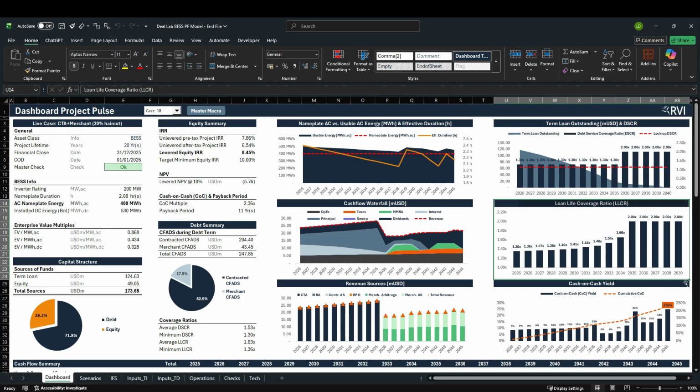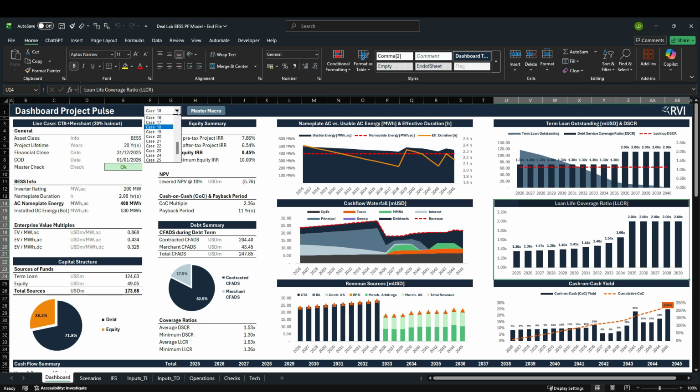Conceptually, LLCR answers a simple question. If I discount the remaining CFADS over the remaining loan life, how many times does that present value cover the debt outstanding today? So it's a longer term coverage view compared to DSCR, which is period by period.